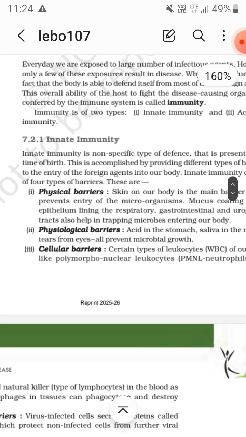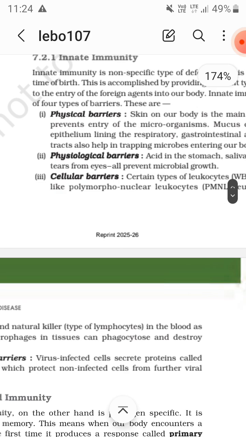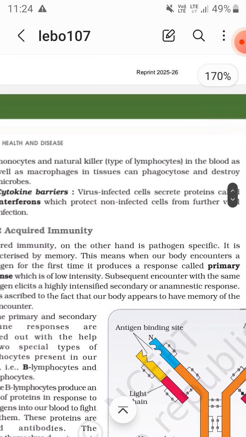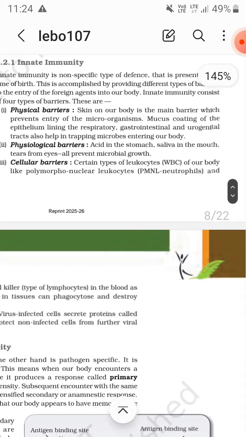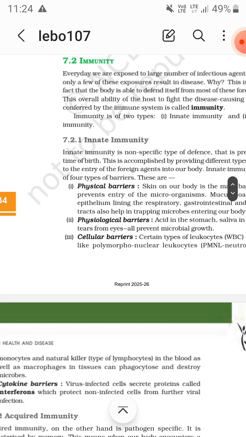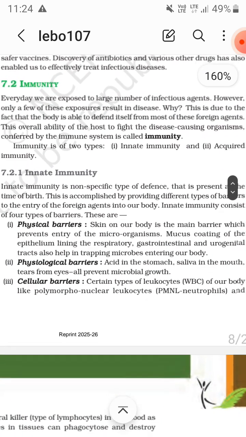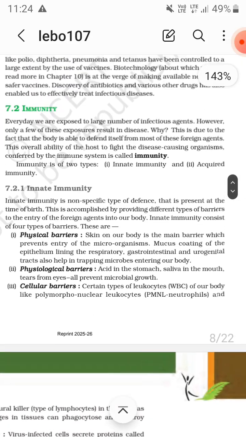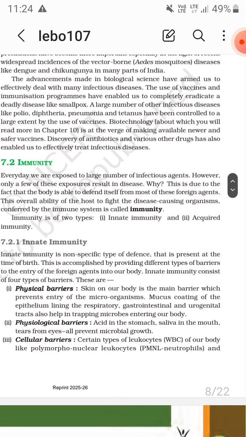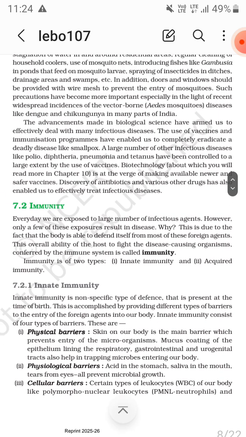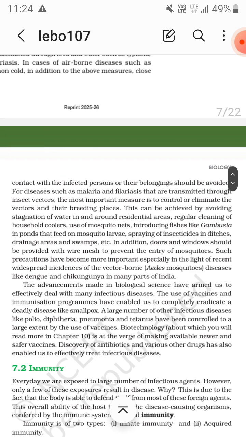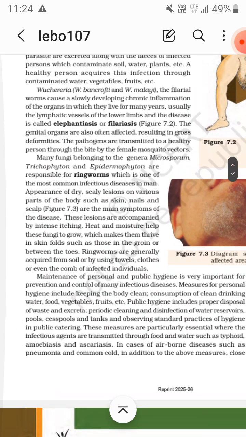There is innate immunity, which is a non-specific type of defense. It involves physical barriers, physiological barriers, cellular barriers, and cytokine barriers, which include the interferons. Cellular barriers include kinds of WBCs: PMNL, macrophages, and types of lymphocytes. Physiological barriers include stomach acid, saliva, and tears. Physical barriers include mucosa, skin, and mucus coating. So this was innate immunity and the types of immunity: innate immunity and acquired immunity.